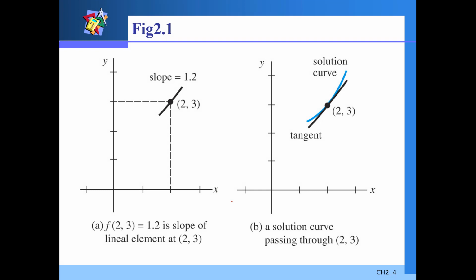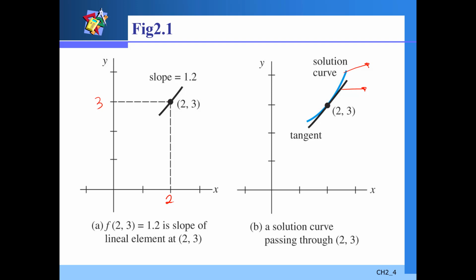If we have a slope function at the point 2,3, so x is 2 and y is 3, here we have a slope. The slope is 1.2. So 1.2 is the slope of the linear element at 2,3. So the solution curve passing through 2,3 is a solution curve. We can draw a curve past 2,3. So if we have 2,3 here, the black line is one of the solution curves.